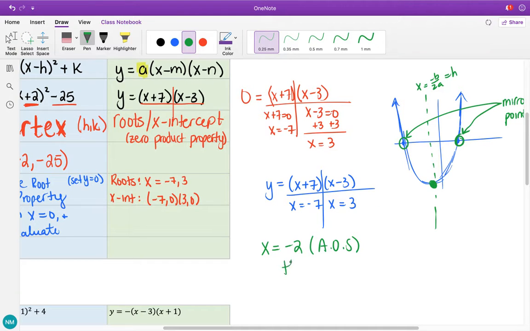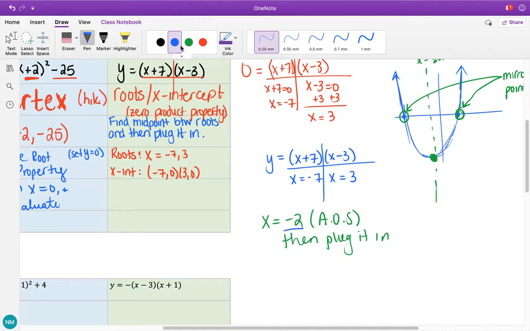And then you plug it in. So I'm going to write it here. Find midpoint between roots and then plug it in. So I'm plugging this in. I'm going to plug negative 2 into this.